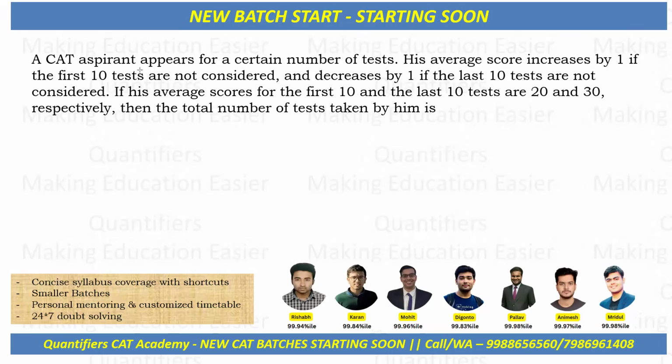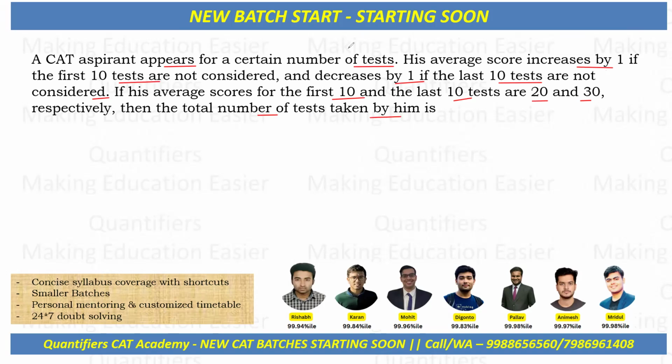Okay, students, so let us look at this question. A CAT aspirant appears for a certain number of tests. His average score increases by 1 if the first 10 tests are not considered and decreases by 1 if the last 10 tests are not considered. Average scores for the first 10 and the last 10 tests are 20 and 30. Then the total number of tests taken by him is.